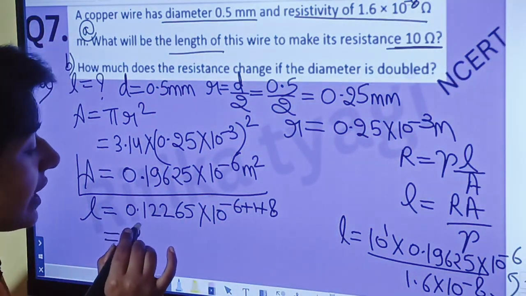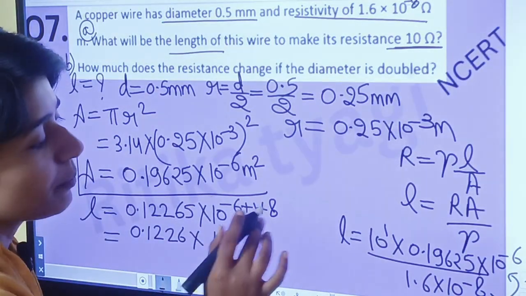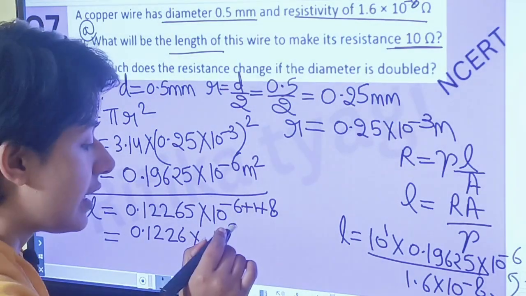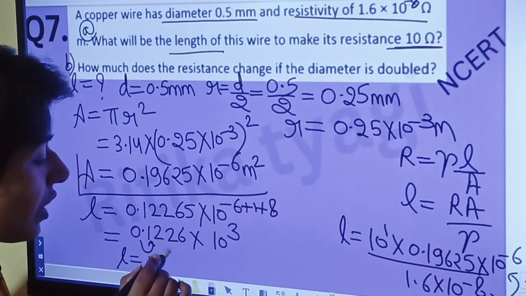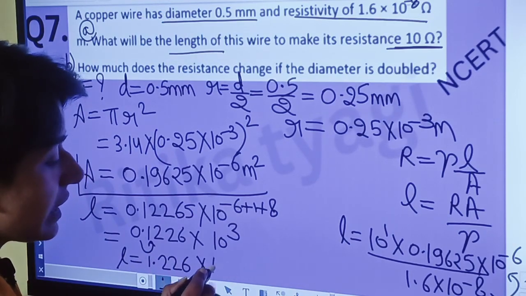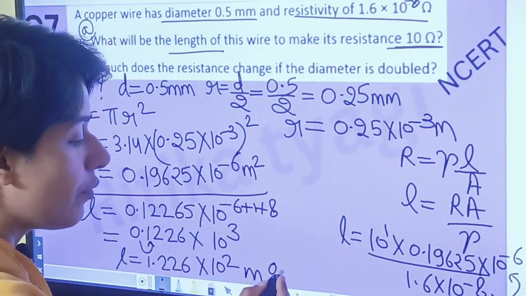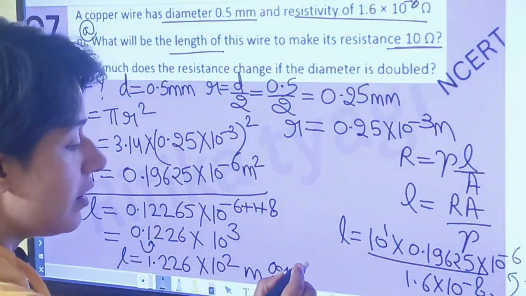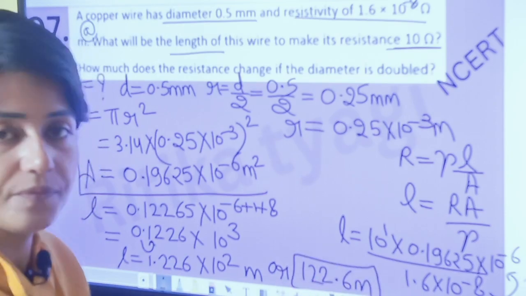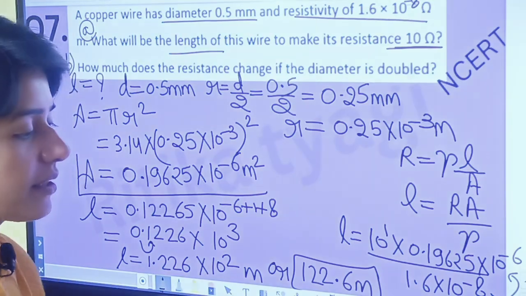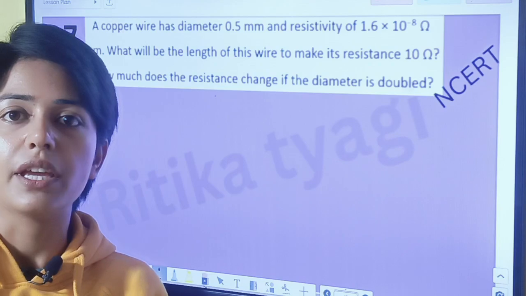So on calculating it, we get 0.1226 multiplied by 10 to the power positive 9 and negative 6, that is positive 3. On displacing the decimal by one digit, we get 1.226 multiplied by 10 to the power 2 meter length of this wire, or we can say 122.6 meter length of this wire. Solving part B of this numerical.